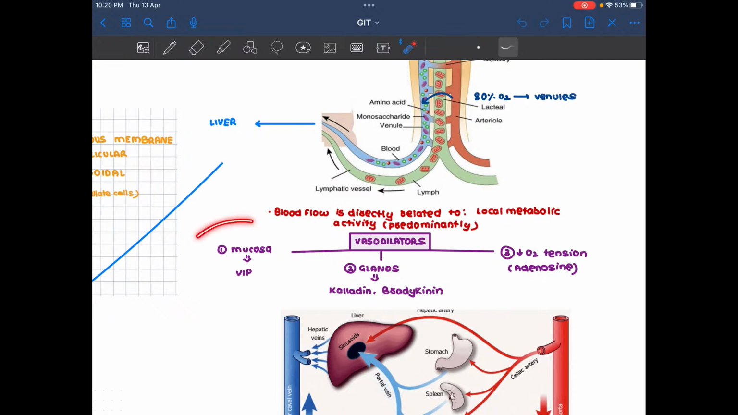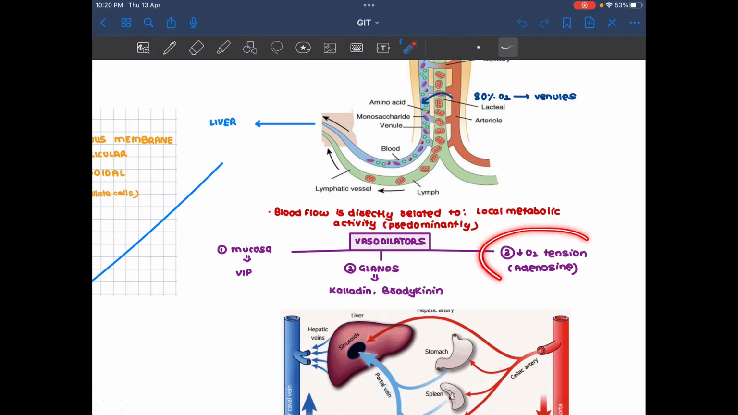By the mucosa, that is the epithelial cells and so on, they can release something known as vasoactive intestinal peptide, which can lead to vasodilation of the arterioles. What about the glands? Glands can release your very important kallidins as well as your bradykinin. They are again your potent vasodilators.